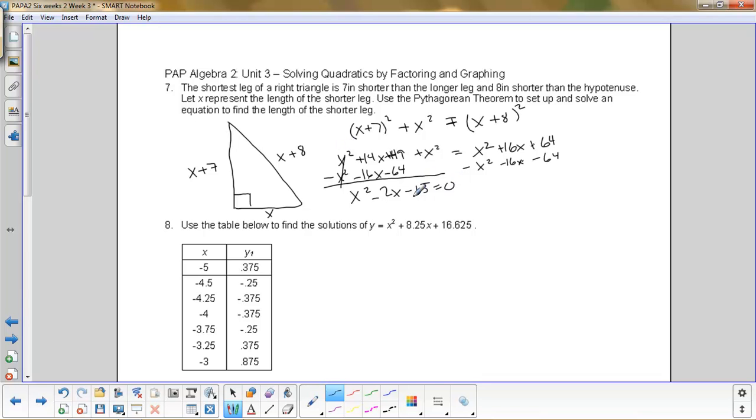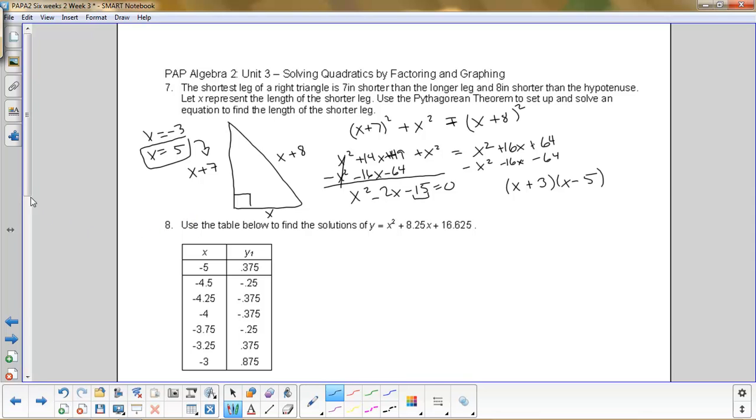Factor that out. Two numbers that multiply together to make 15 and subtract to give 2 are going to be x and 3, x and 5, and that's got to be positive 3, negative 5. Therefore, the answer is x equals negative 3 and x equals 5. In the context of this problem, it cannot be both because the distance x cannot be a negative number. Therefore, the answer is 5.